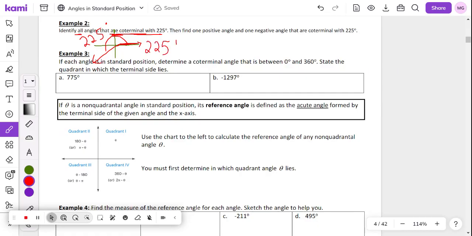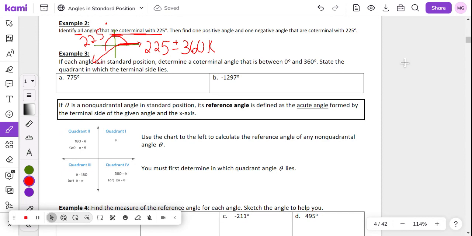plus or minus 360K. And what the K represents is an integer. So 360 times 1 or times 2 or times 3 or times -1 or -10 or 1,000, whatever the number is for K, it's not a fraction. In other words, it's an integer.